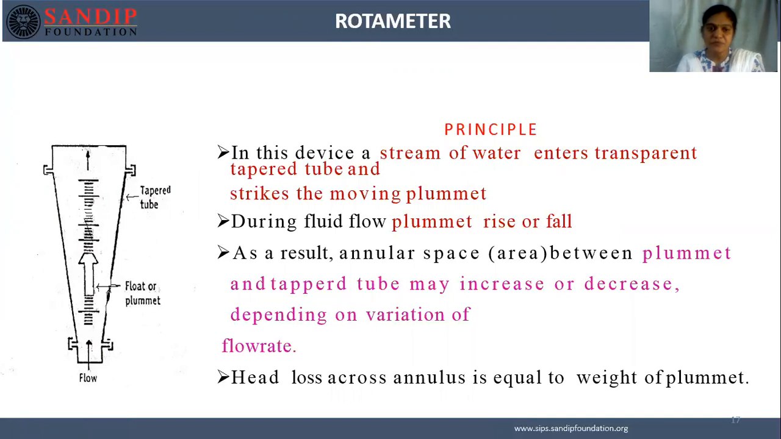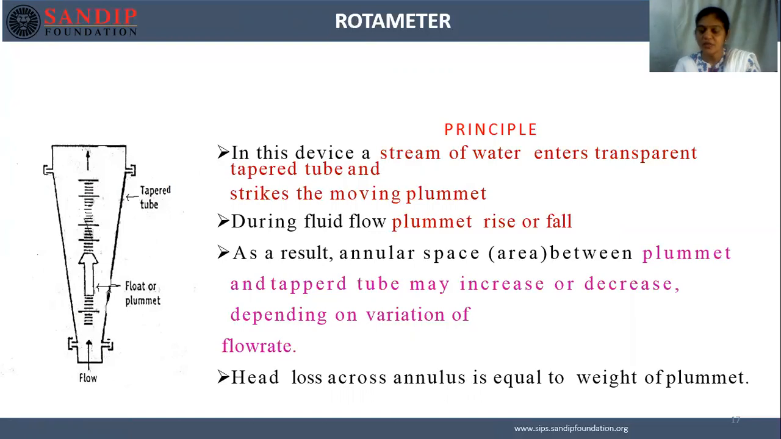Now let us see the working of this rotameter. As the flow is upward through the tapered tube, the flow of fluid will vary. The plummet, which is surrounded by the fluid, as shown in this diagram, rises and falls depending on the rate of flow. So the greater the flow rate, the higher the plummet will rise in the tube. In a rotameter, the pressure drop is constant or nearly constant.